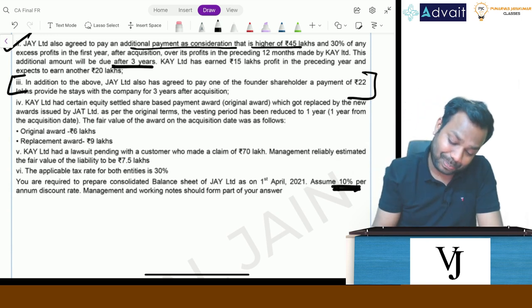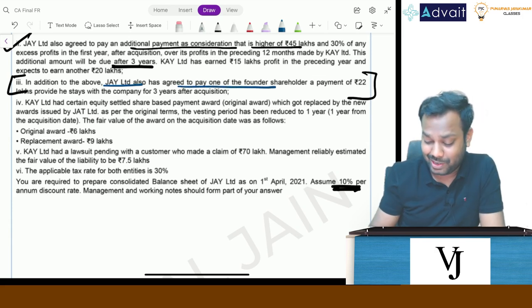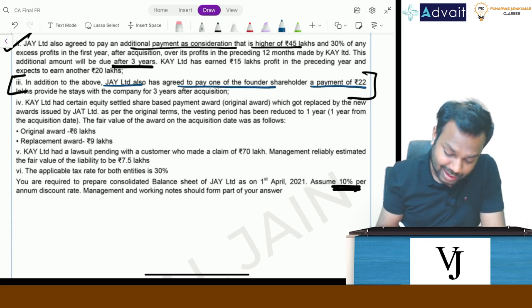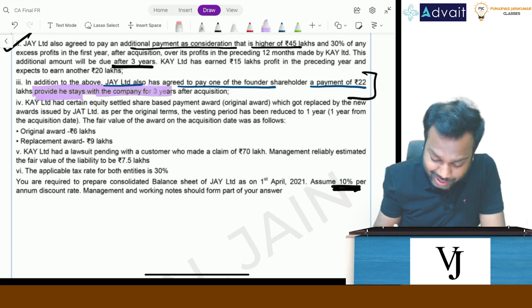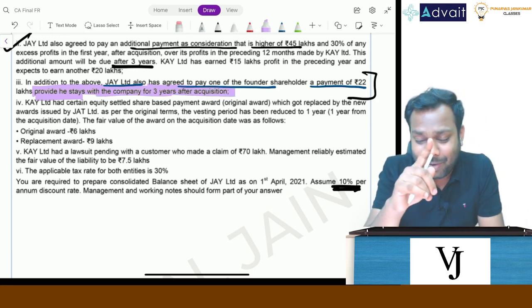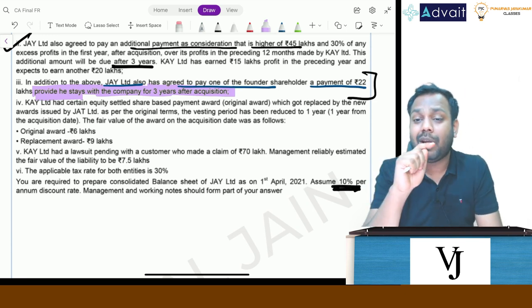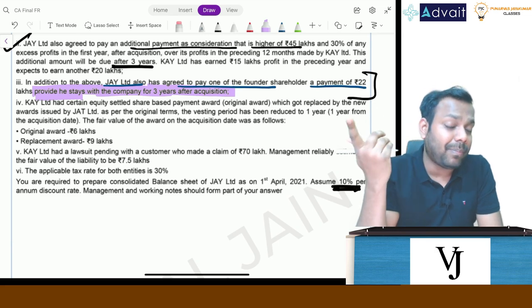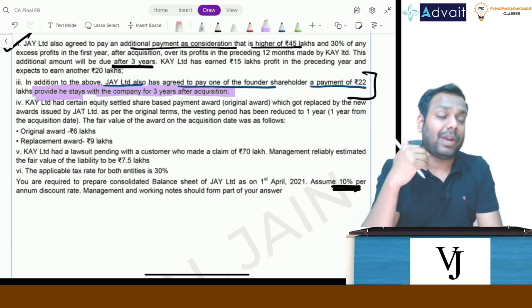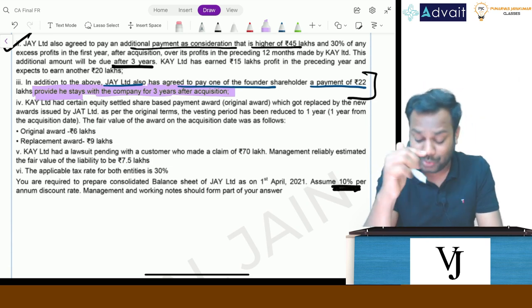What it says is that J Limited also agreed to pay to one of the founder shareholders a payment of 22 lakhs, provided he stays with the company for 3 years after the acquisition. Is this a payment made to the employee of the acquiring company? Yes. Is it made for continuing employment or in the capacity of them being a shareholder? It's for continuing employment. If it's for continuing employment, will we include it as part of the cost of investments? No.